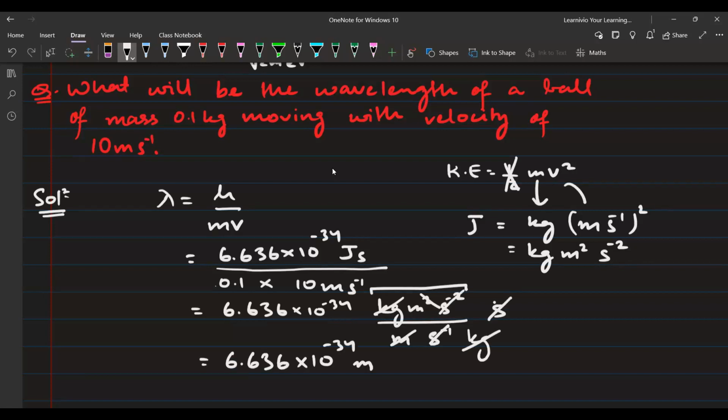This is the wavelength of a ball of mass 0.1 kg, that is 100 gram, traveling at a speed of 10 meter per second. A very simple numerical, no calculations needed. Copy this down, raise your hand once you're done.